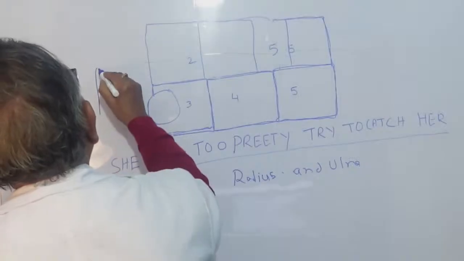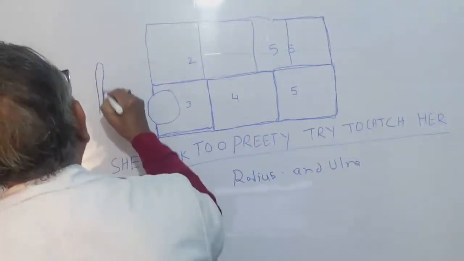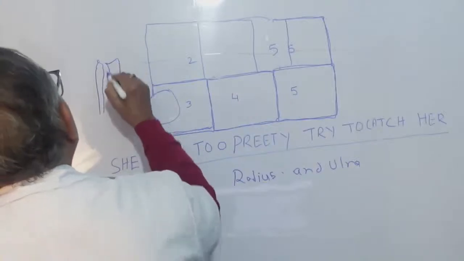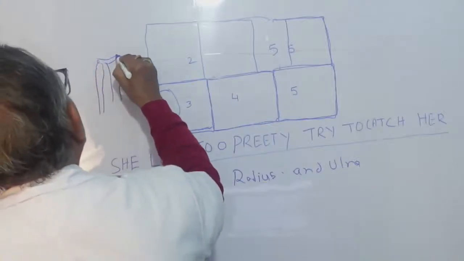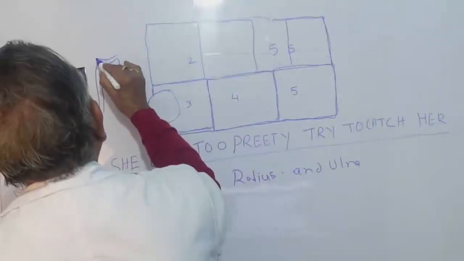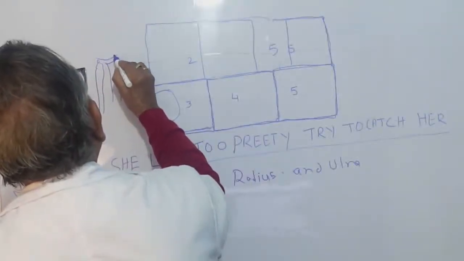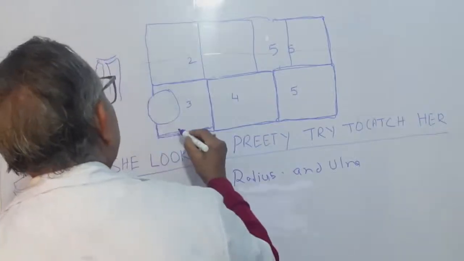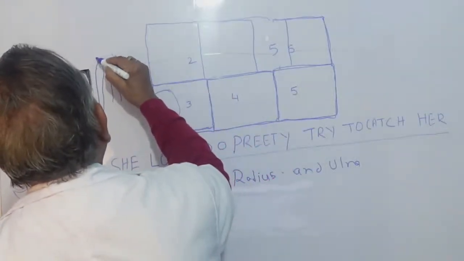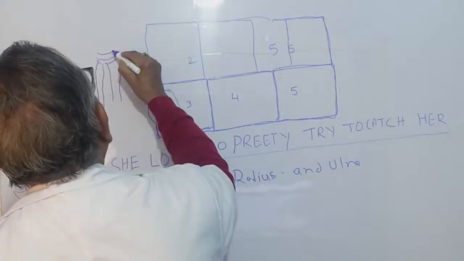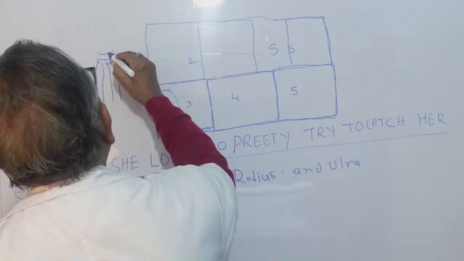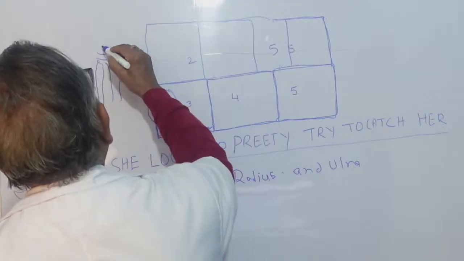Suppose this is ulna with a styloid process, and this is radius bone. This carpal proximal row will articulate with radius and ulna. It will form a convexity. The whole bone will form a convexity towards radius and ulna, and there will be concavity over the distal part.